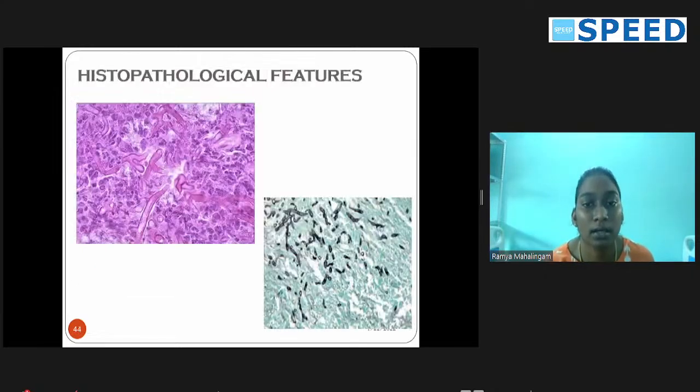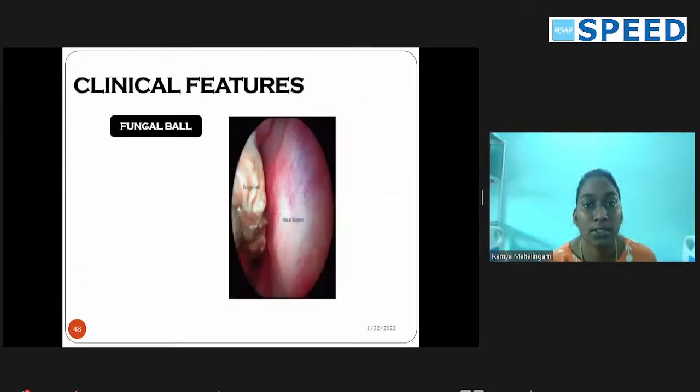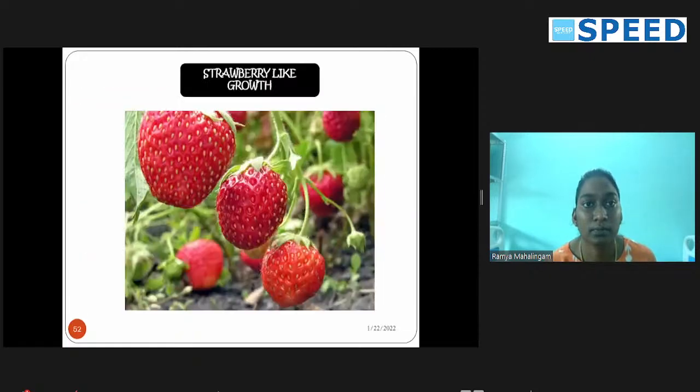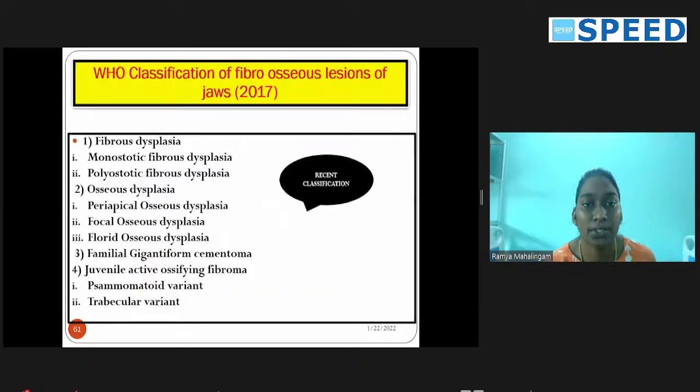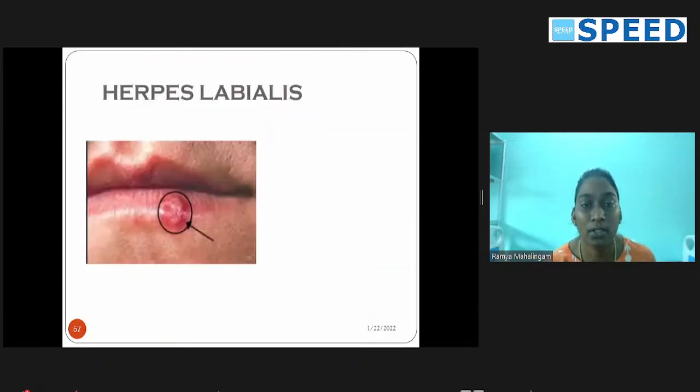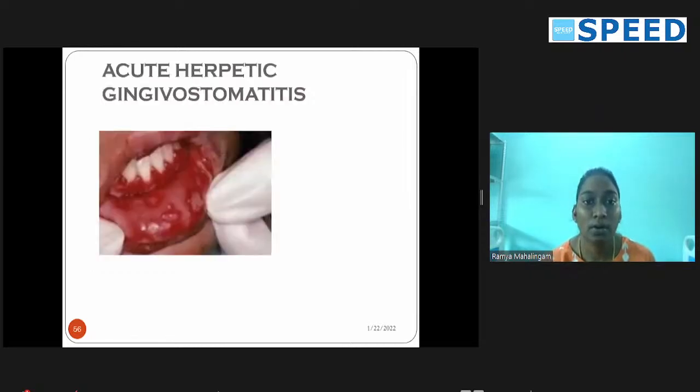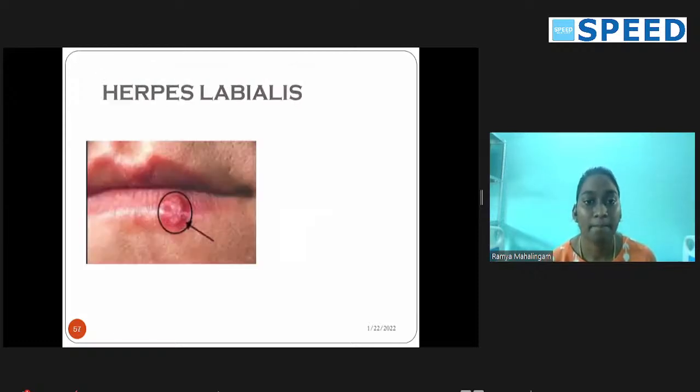I think with this we can stop with the infections. In between we can also revise the other lesions, like development, because development was the very first topic which we saw. We can go and revise the development topic again, because it is obviously going to give you more marks in the exam.